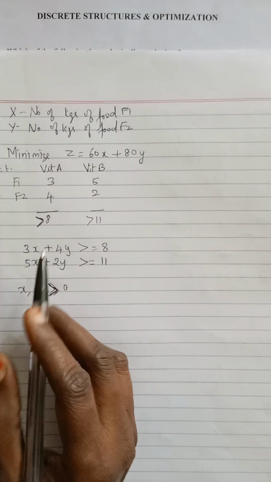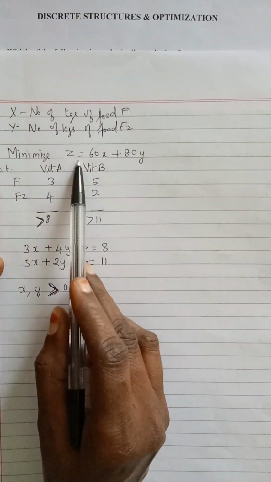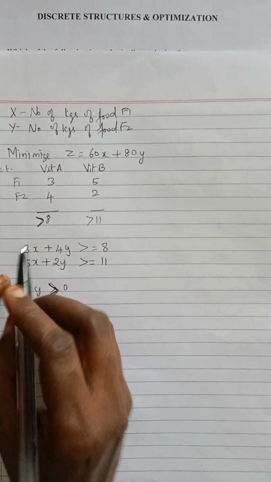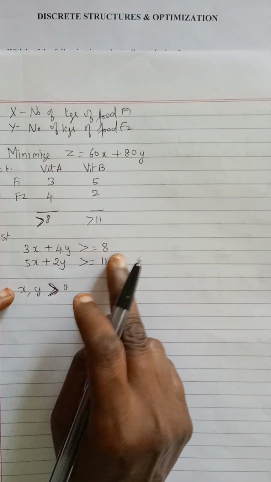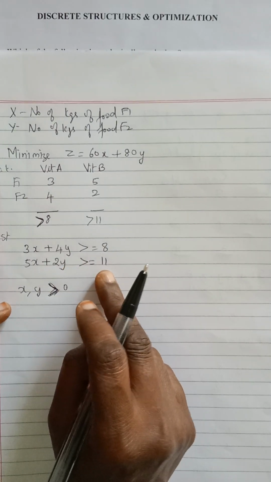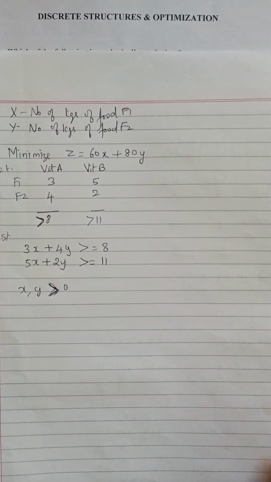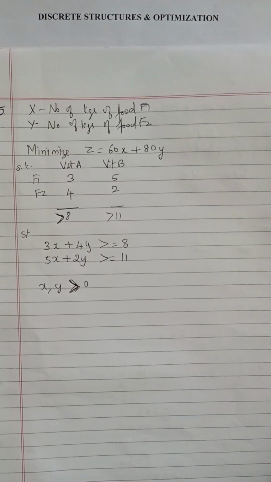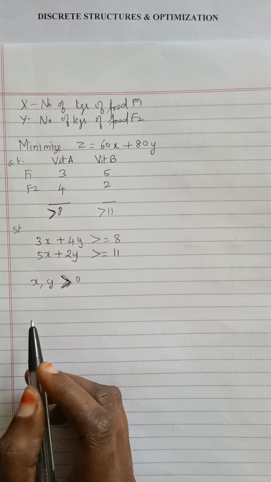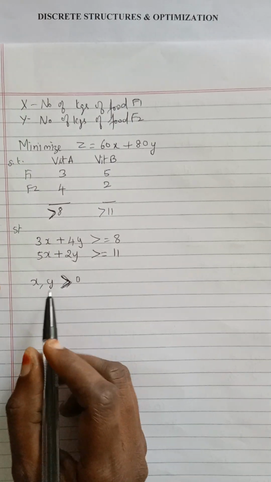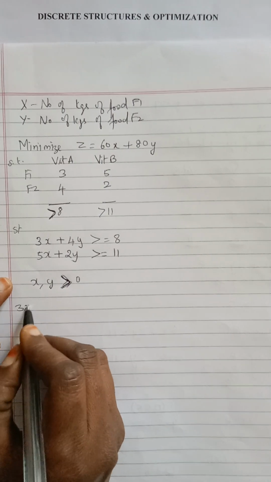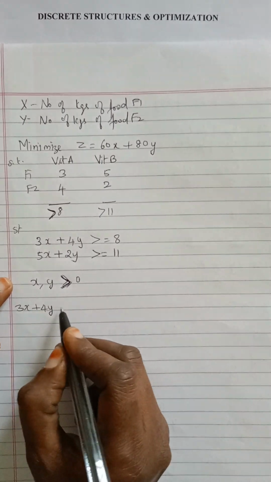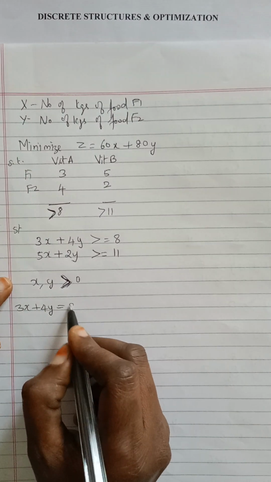Now we have formed the LPP: minimize z equal to 60x plus 80y, such that 3x plus 4y is greater than or equal to 8, and 5x plus 2y is greater than or equal to 11. So now with these we will try to solve it. We're going to solve it as we did the regular LPP problem. Here we have these two lines. First, 3x plus 4y equal to 8.